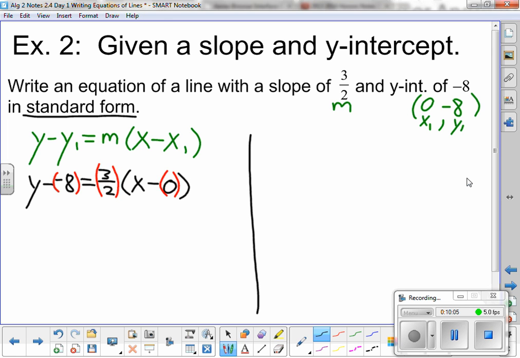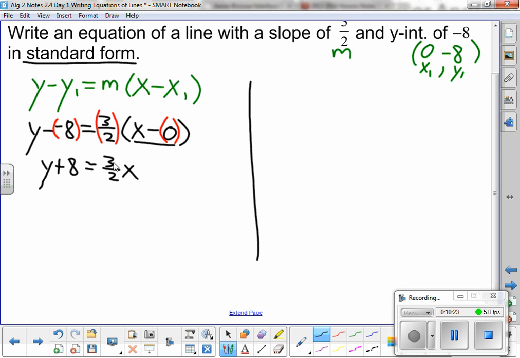All right, so let's clean that up a little bit. Y minus a negative 8 is a y plus an 8 equals, now x minus 0, when you take x and you take nothing away from it, it's just x. So we actually only have 3/2 x right here. All right, now keep in mind, this says it wants it in standard form. Now, standard form says that we do not want fractions, okay? And we have to have x and y on one side. So this is going to be ax plus by equals c is the form it should look like.